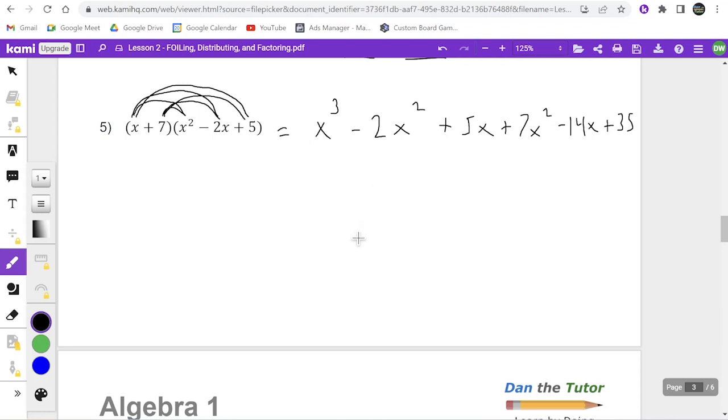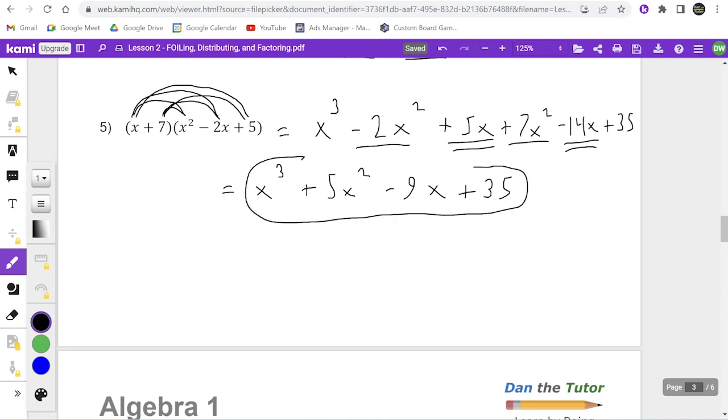Now we need to be very careful because there's a lot of different terms I'm adding here. For instance, x cubed is alone, there are no other x cubed terms, but negative 2x squared plus 7x squared, those can combine. They are like terms. So negative 2 plus 7 is plus 5x squared. Next is the 5x and the negative 14x. Notice I'm giving myself 2 underlines for these because I want to be able to tell them apart. So 5x minus 14x is minus 9x. And then the last one, the plus 35, there are no other numbers I'm adding or subtracting. So that's it, and this is our final answer.